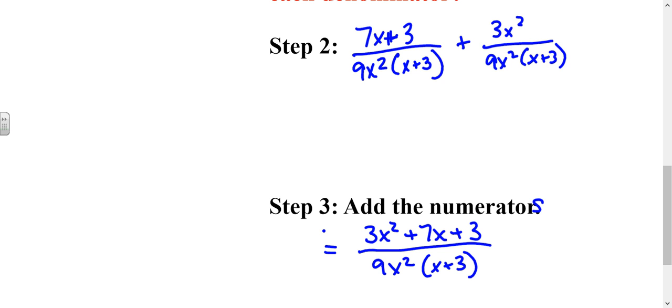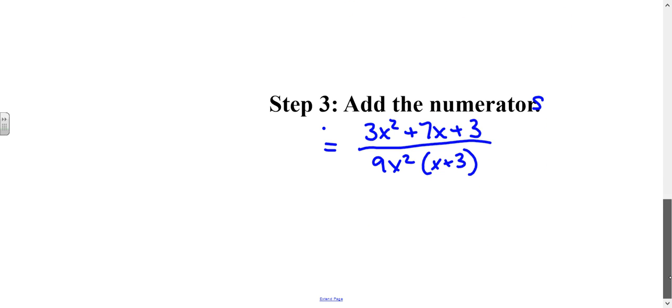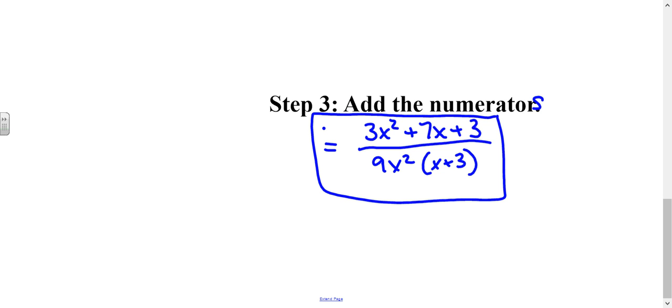Okay, so that would be the answer. Now remember, when you add fractions normally, you have to try to see if they can reduce. So what we can do to try to see if this reduces is we can actually factor the top portion. And this type, because there's an x squared in front, I would have to do the AC method. So 3 times 3 would be 9, but there are no factors of 9 that add to be 7. So this would be the final answer because it could not be factored or reduced.